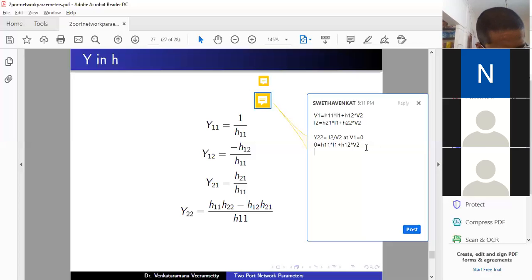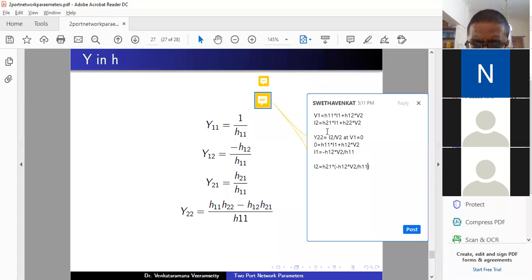So I1 equal to minus H12 into V2 divided by H11. Now replace this I1 expression in the second equation, right? Then the second equation becomes I2 equal to H21 multiplied by I1 plus H22 into V2. In the place of I1, keep this expression.